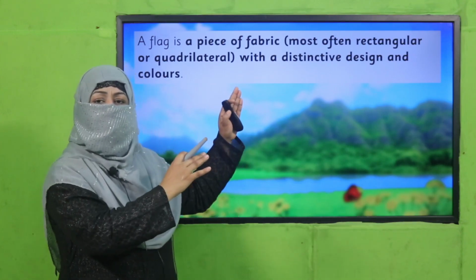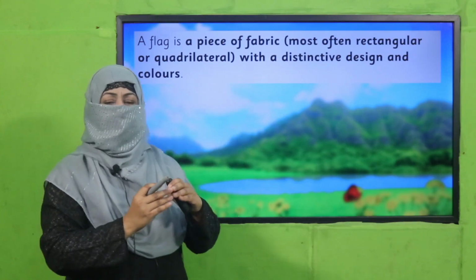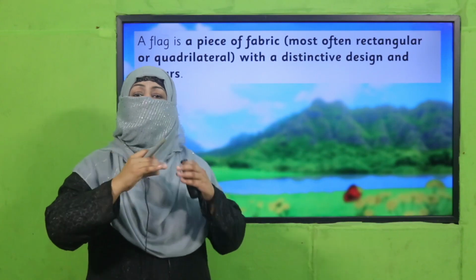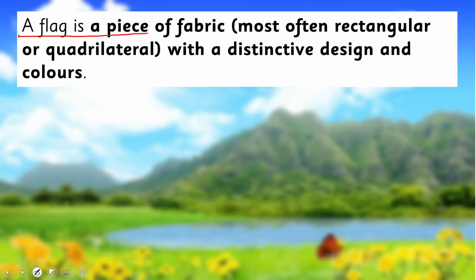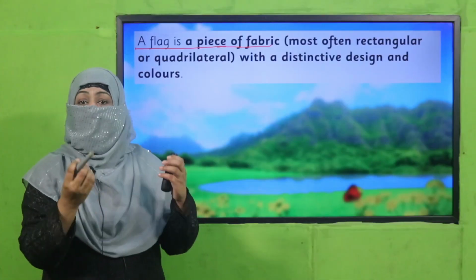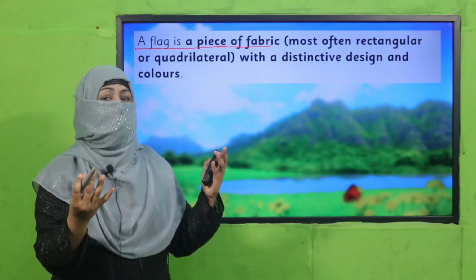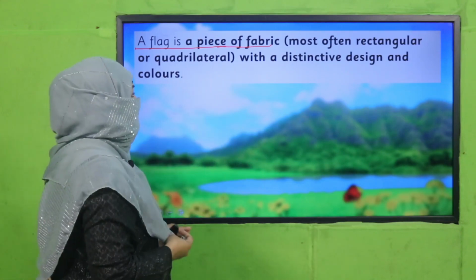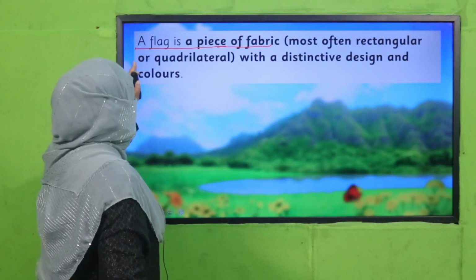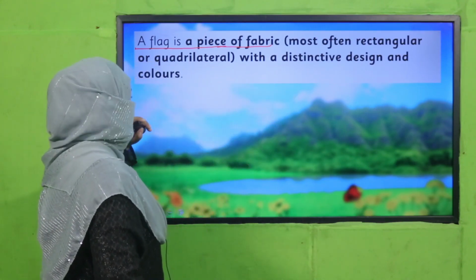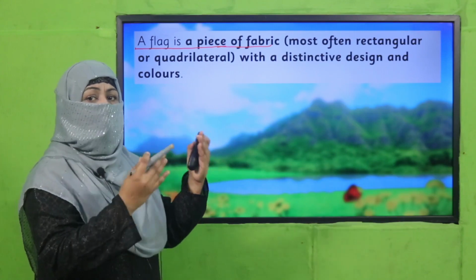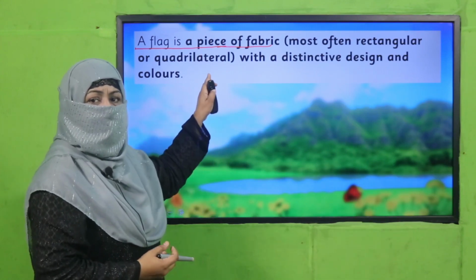And from general to particular, whenever you want to tell something, you make it general. For example, a flag is a piece of fabric. Now it's a general statement for every flag. Every flag is a piece of fabric, most often rectangular or quadrilateral with a distinctive design and colors. This is how I opened my paragraph. This is the topic sentence.